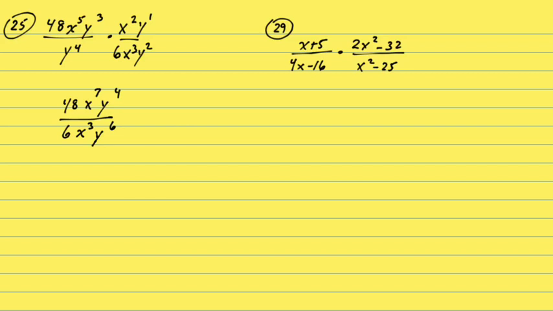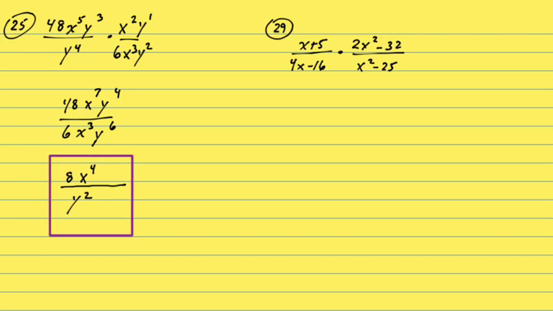6 goes into 48 how many times? 6 times 8 is 48. And how many more x's are on top? 4. How many more y's are on bottom? 2. So there's your answer for 25.